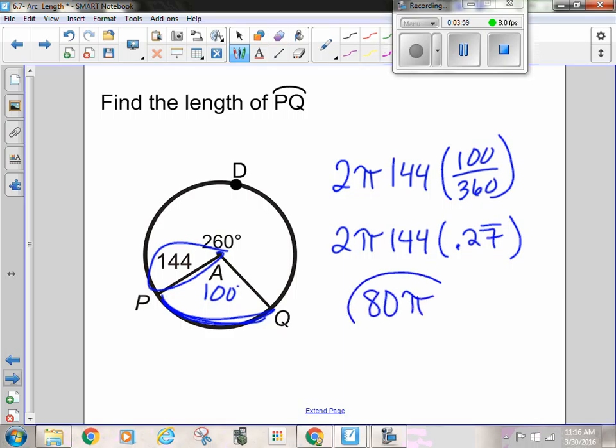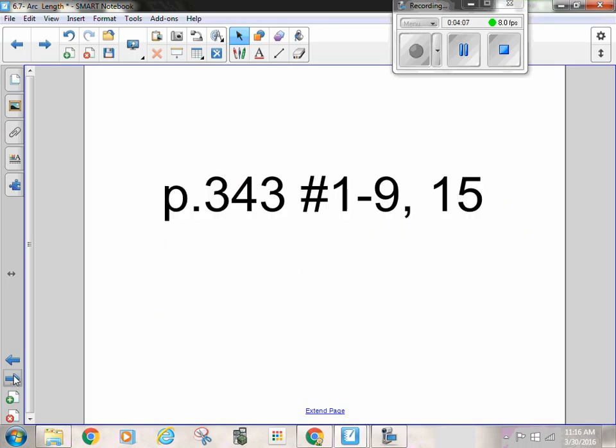If you don't know how to leave your answer in there and use it again, let me know so that I can help you get that figured out. So we end up with 80 pi. So not too difficult there. Go ahead. Here's your problems to practice this with, and we'll see you guys in class.